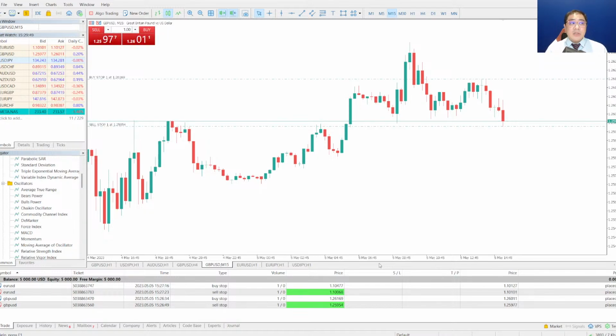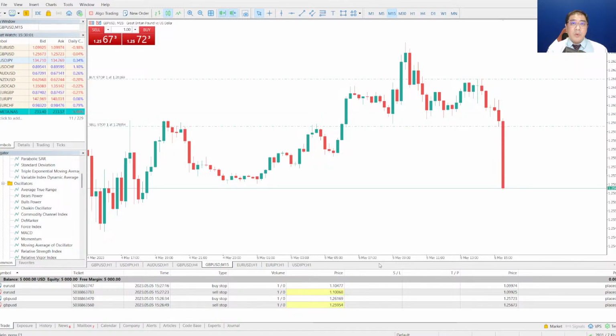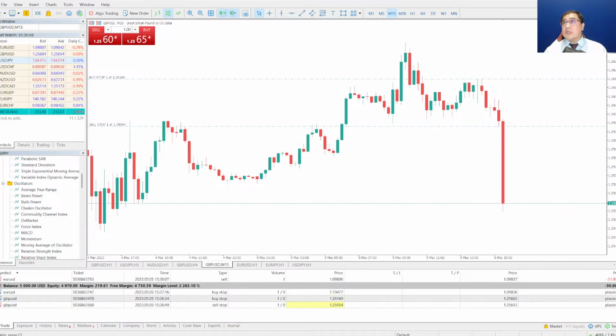Okay, we've got a buy stop for the Euro USD at 1.1047. You can have it at 1.1050, the psychological level. Sell stop at 1.1006, or you can have it at 1.10. Okay, we've got it. So yeah. So what's the number?